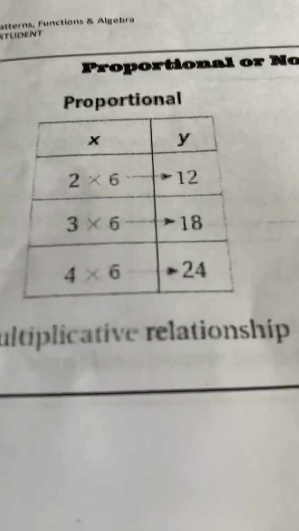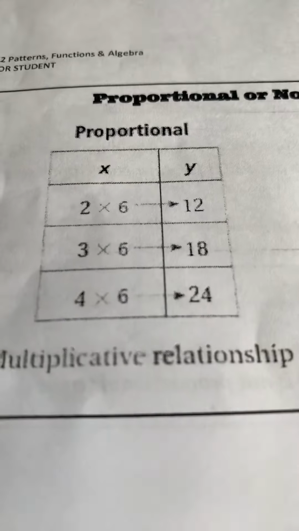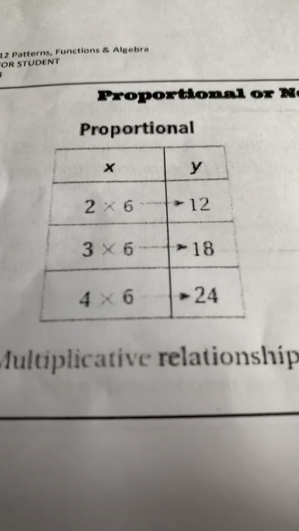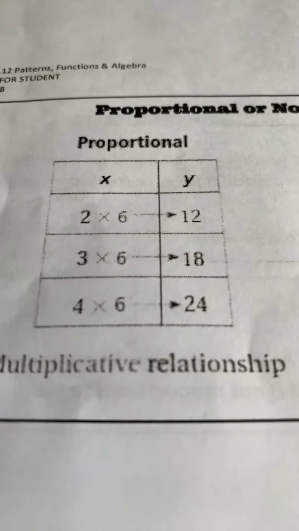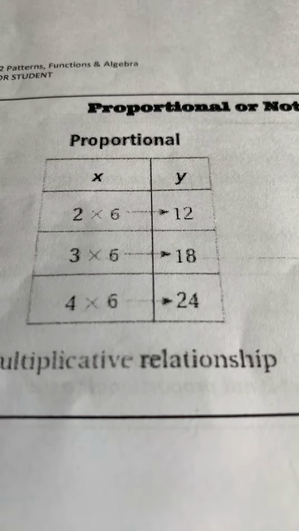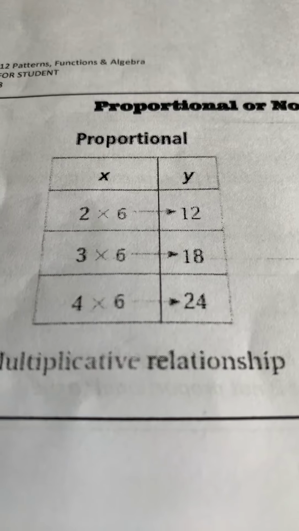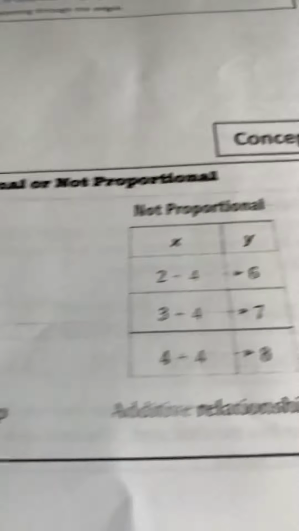So let's look here. If I have the ratios 2 to 12, 3 to 18, and 4 to 24, this is a proportional relationship. As you can see, I can multiply each of them by 6. 2 times 6 is 12, 3 times 6 is 18, 4 times 6 is 24. So I know this is a proportional relationship.